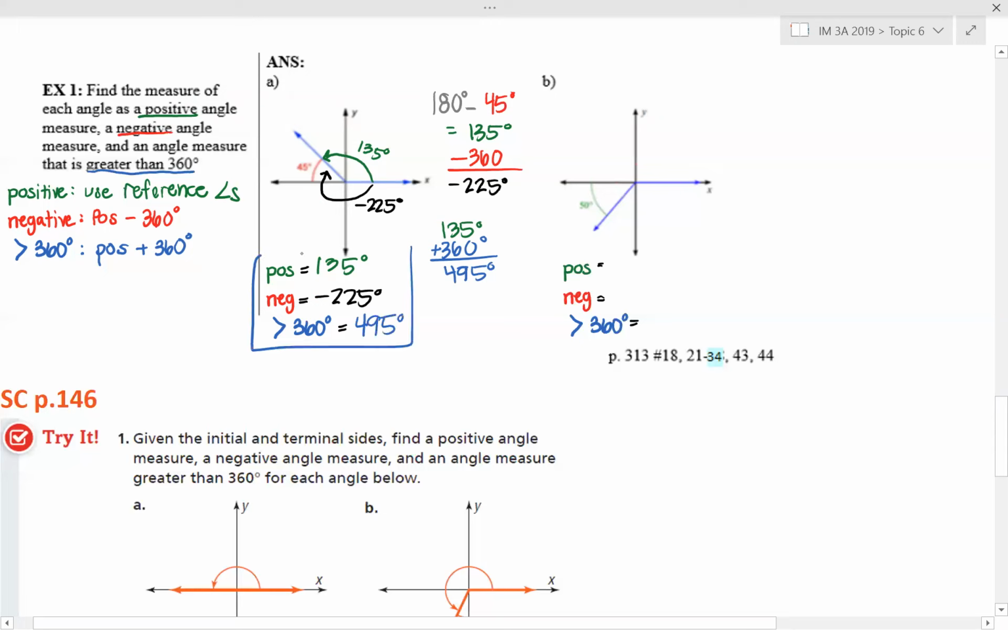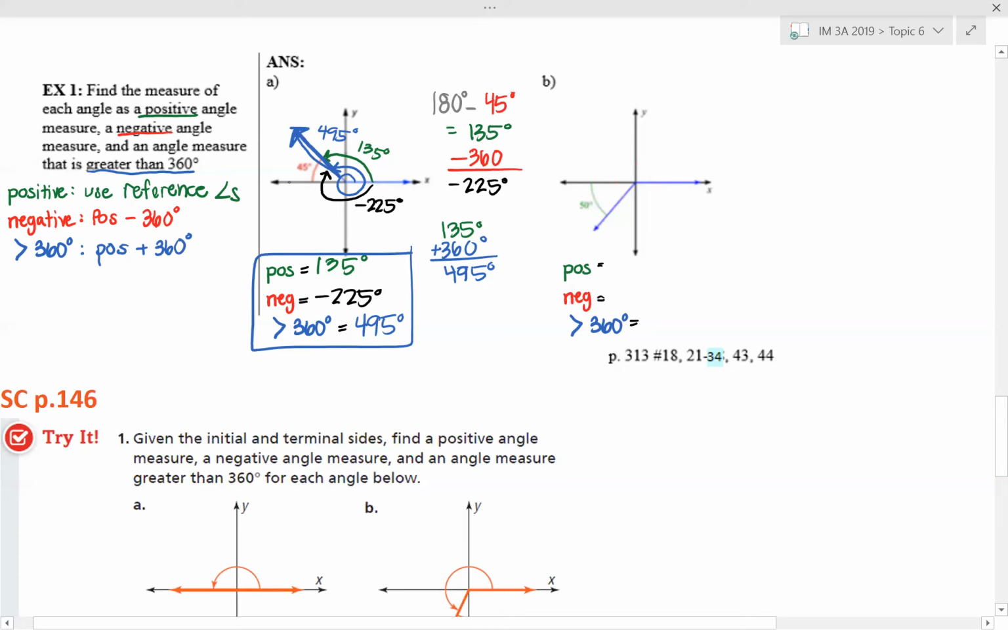So all three of these angles represent the same angle in standard position. So I have a positive 135, I have a positive 495, and I have a negative 225 that all represent the same blue angle that I was given with a reference angle of 45 degrees.